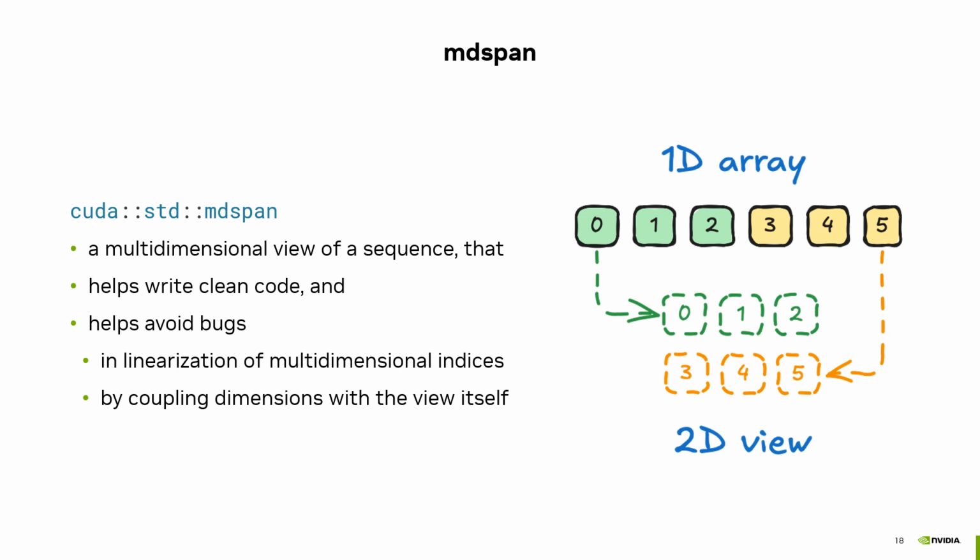cuda::std::mdspan is a non-owning, multi-dimensional view built on top of a flat data array. Think of it like a lightweight wrapper around your memory. You give mdspan the dimensions, for example, height and width in the 2D case, and it automatically handles the offset calculations. Because it's just a view, there's no extra memory or hidden overhead. It's practically zero cost. Using mdspan results in cleaner code and fewer bugs. The illustration here shows how a 1D array of 6 elements can be treated as a 3x2 grid through mdspan.